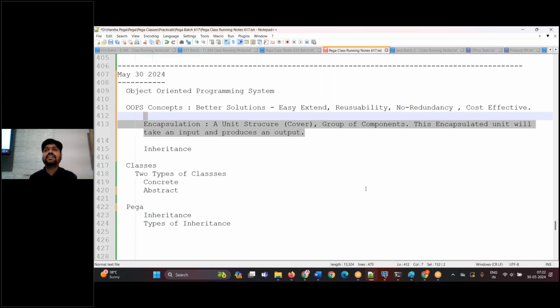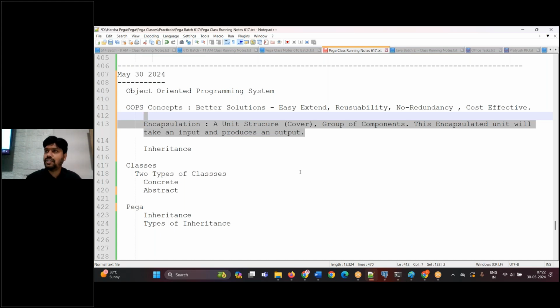Before you create anything, first you create a class. Then only you can create things inside the class. Without creating a class, you cannot create anything inside that. How many classes can be created in an application? See, an application is the one which contains classes.